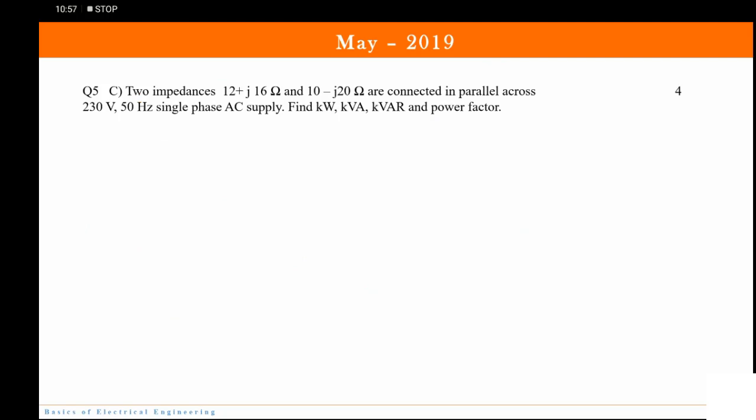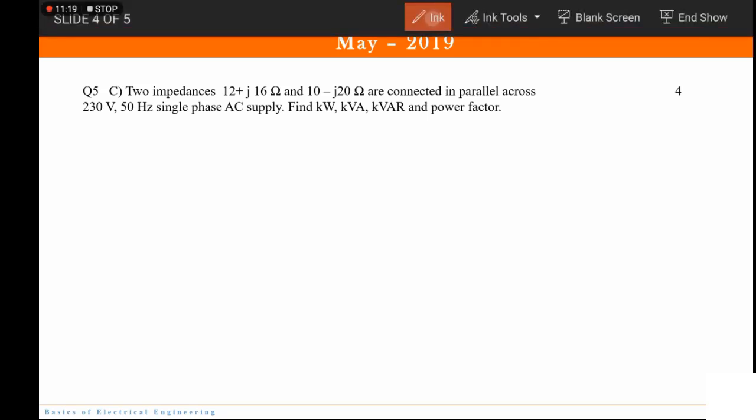So the third part of question number C, which was asked for 4 marks, says that two impedances are connected in parallel across 230 volts single phase AC supply. And we have to find all the various powers. So what we will be doing is, first we will be writing Z1. So Z1 is 12 plus J16.